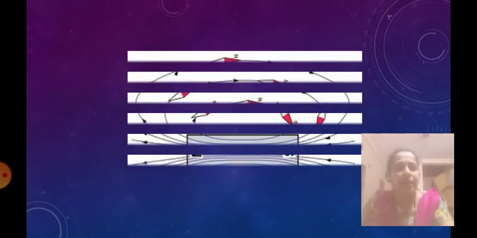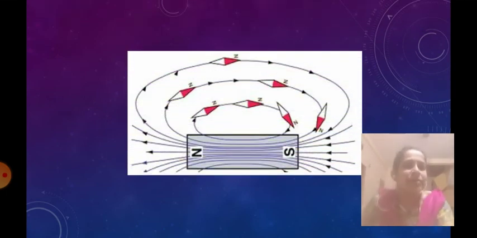One more thing. If you try to keep it this side, again you will find that the north is in this direction, south is in this direction. If you try to keep it at another position, you will find that north is in this direction, south is in this direction. So what does it say? It shows that the direction of the magnetic field is from north to south in the form of concentric circles. You can see in this picture how the direction of the magnetic field can be found.